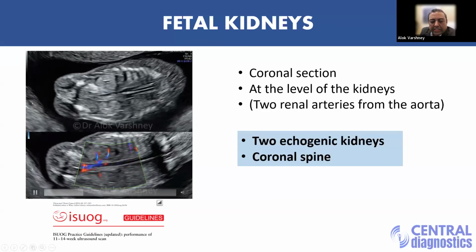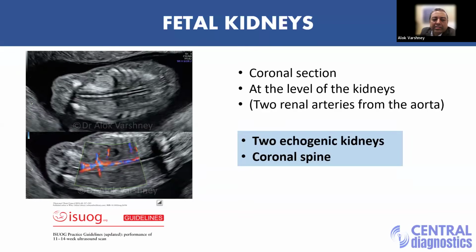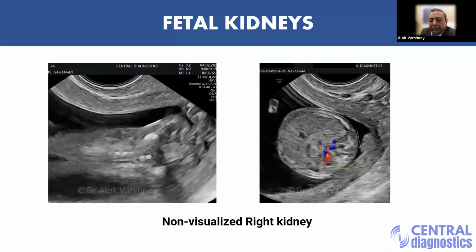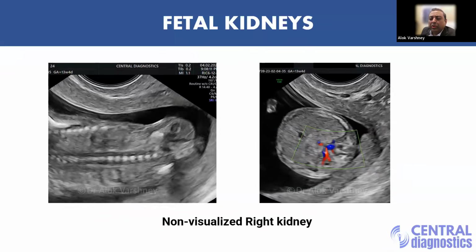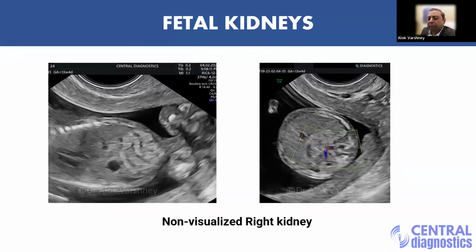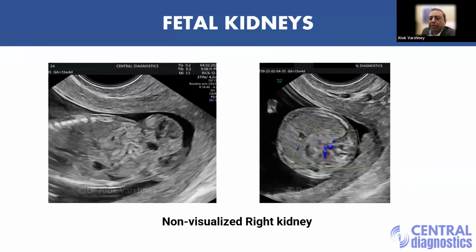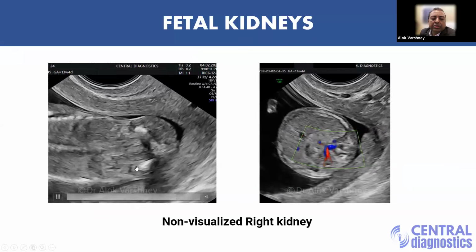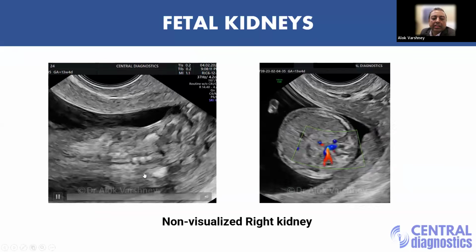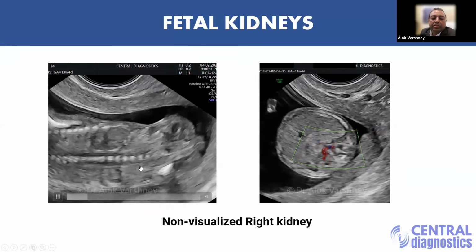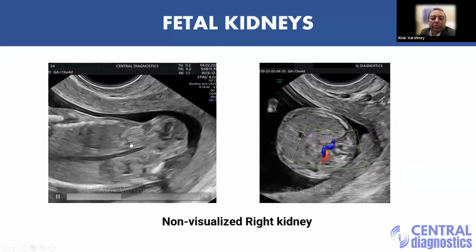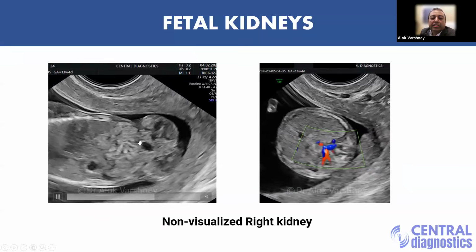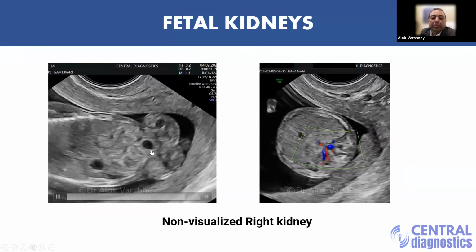So we should be seeing the two echogenic kidneys, and sometimes we can even assess the coronal plane of the spine in the same plane. Renal abnormalities in the first trimester are very hard to pick up. But if we pay attention, sometimes we can pick up abnormalities such as this. This was a case in which you can see that the left-sided kidney appears present and normal, but nothing can be seen on the right side. And then we could not see any kidney elsewhere in the abdomen as well.